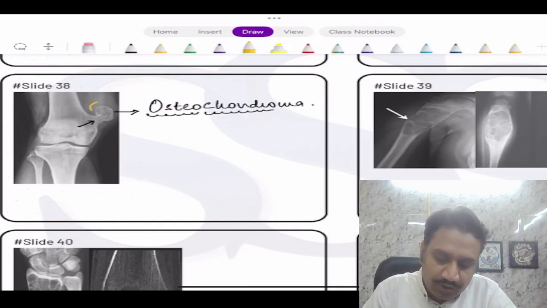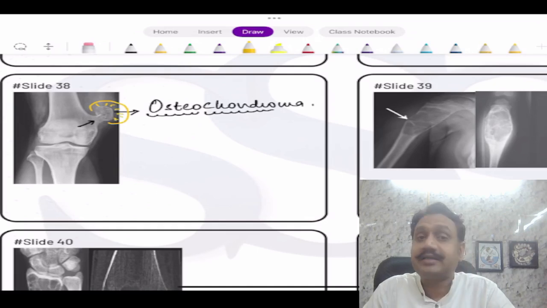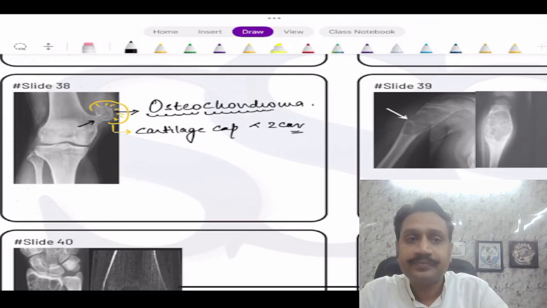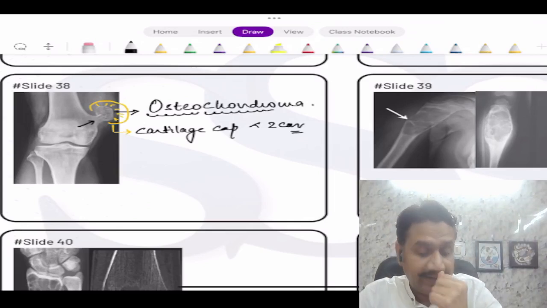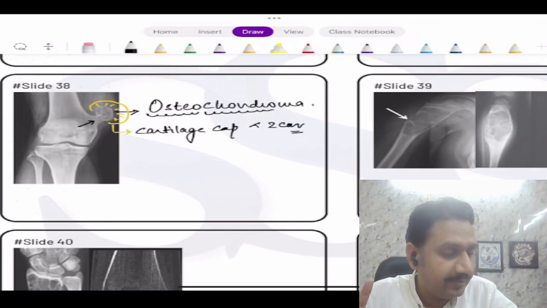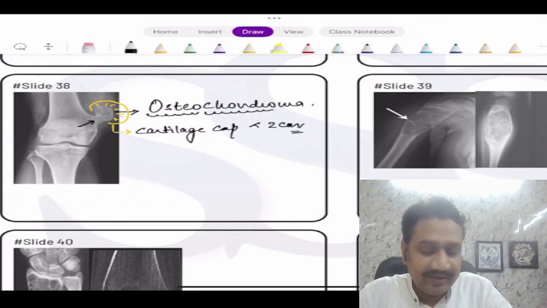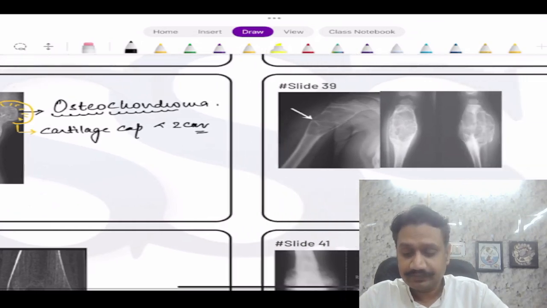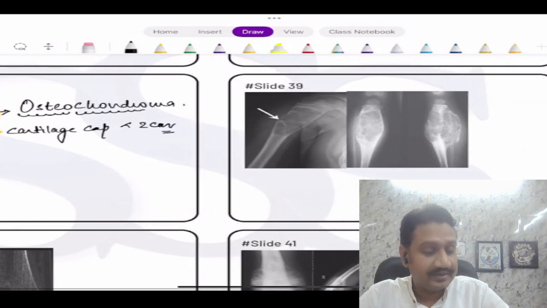So cartilage is not visible, but when you palpate it, it will be there as a cartilage cap. This will be the cartilage cap, which never grows more than 2 centimeters. It always has to stay less than 2 centimeters. All right, that is osteochondroma, the bone and the cartilage. I hope everybody can recognize this. Nothing to be marked wrong from these. So, cartilage cap less than 2 centimeters.